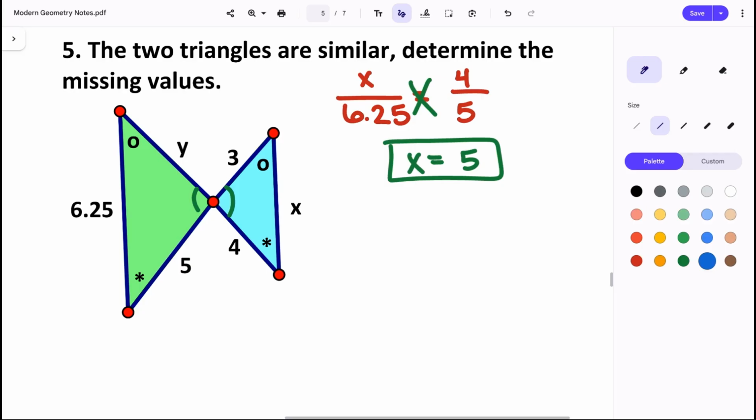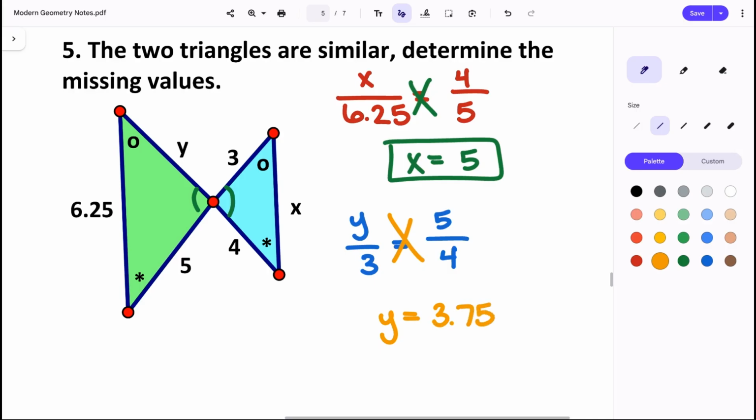So if we do y over 3 instead, and then you could do 5 over 4. That's using the same piece as I think you said. It's just putting it in a different order there. If I cross multiply here, what do I get? 3.75. Good, 3.75.